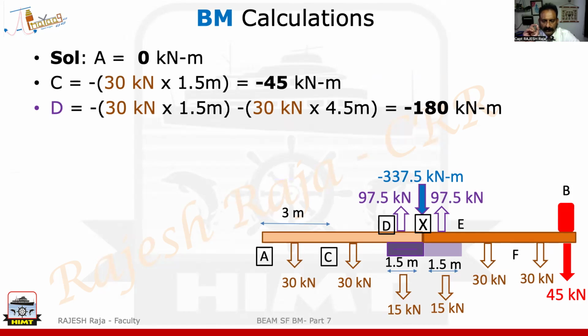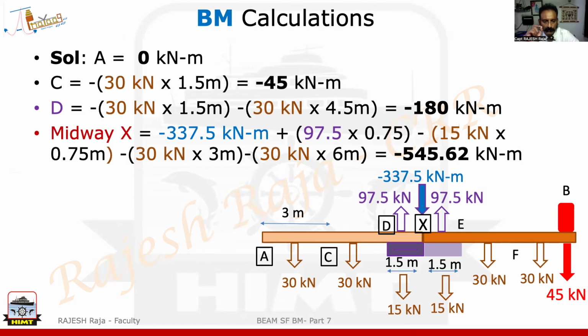Now I'm coming to X. You have to modify a little bit here. You'll have to be careful here because at X, I have a small distributed load of 97.5 going up and 15 going down. So please see the equation. I already have a calculated reaction of minus 337.5 at X. So I'm just writing that. Don't expect any lever, it is already calculated. It is already a reaction moment, so I have written that.